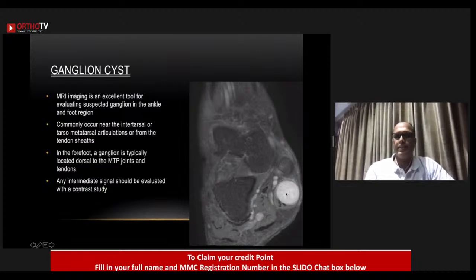But where this intermediate signal intensity is there, we definitely have some documented synovial, extrasynovial sarcomas which turned out to be so histopathologically. So a word of caution: contrast should always be given when there is a doubt or the intensity is not clear in such lesions.